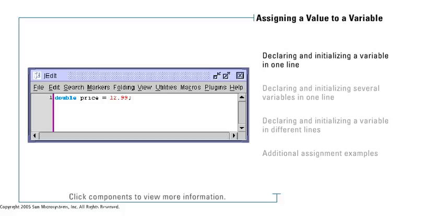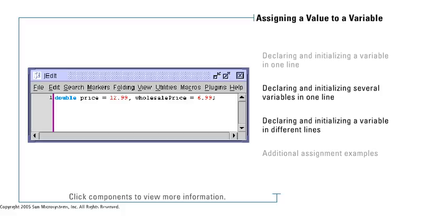Now click the second link, declaring and initializing several variables in one line. Here you see we have our price variable from before, but we also have a wholesale price variable, which is also of type double, and it will be initialized to the value 6.99. Notice the comma that separates the 2 variables. You may declare and initialize as many variables in one line like this as you wish, but all of the variables will be of the same data type, in this case, double.